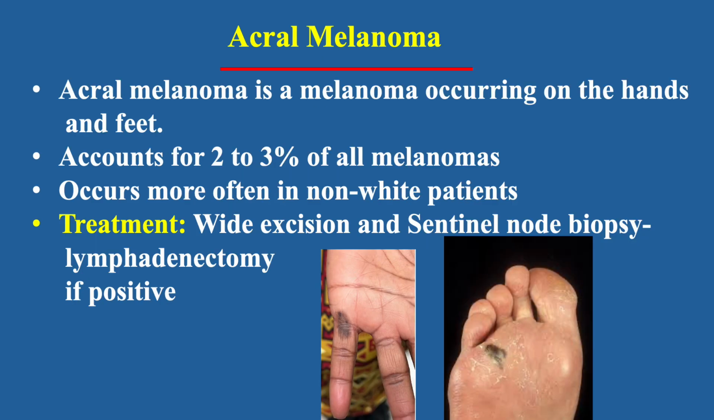Acral melanoma is a melanoma occurring on the hands and feet. It accounts for about 3% of all melanomas and occurs more often in non-white patients. Average age of diagnosis is 63. Wide local excision is the primary treatment for acral melanoma. If metastases are detected clinically by palpation of the local lymph node bed or by sentinel node biopsy, systemic treatment with chemotherapeutic agents is used. Acral melanoma often presents in a more advanced stage, and positive sentinel lymph nodes are the strongest predictor of disease recurrence and death.